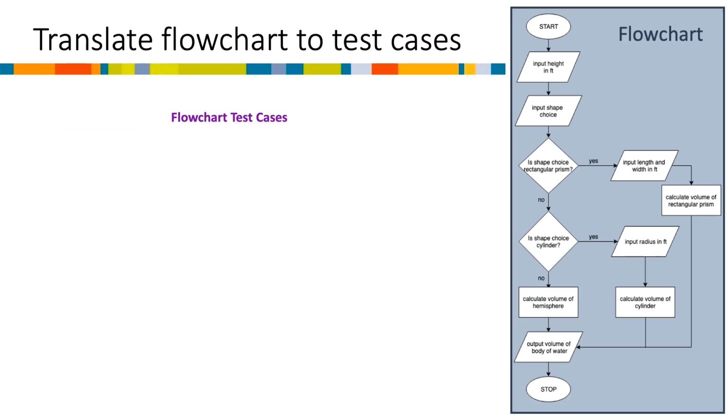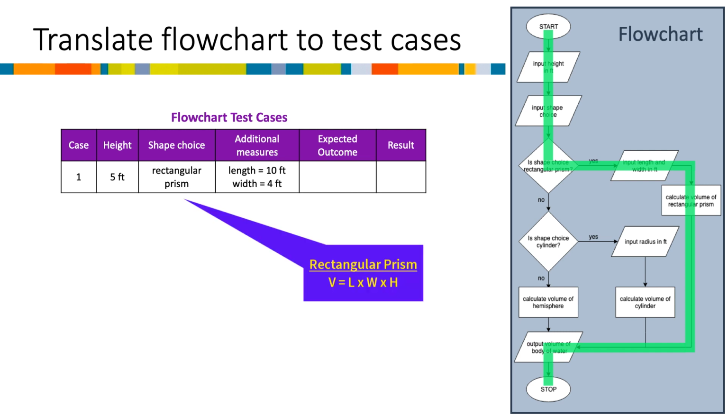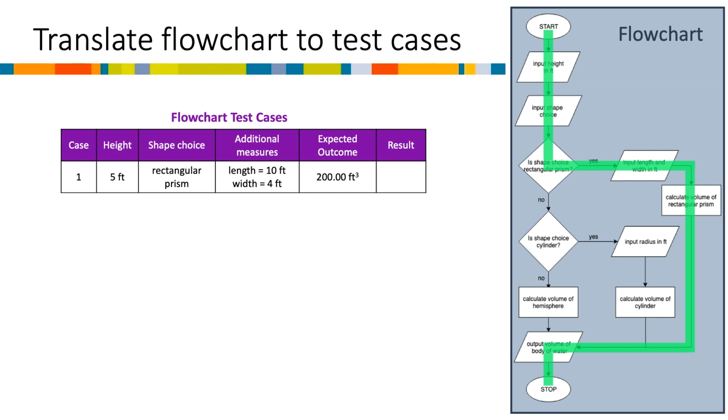Now let's make sure to develop test cases that will traverse all paths in the flowchart, and therefore also our code. The first path is when the user chooses a rectangular prism. I'll let the height entered be 5 and shape choice be rectangular prism. We will need to input a length and width, so let's let the length be 10 feet and width be 4 feet. We know length times width times height gives us 10 times 4 times 5, which is 200 feet cubed, so this is what we expect from our program.